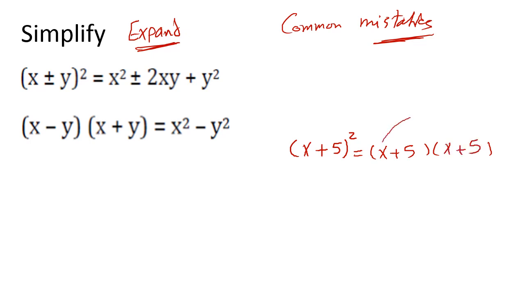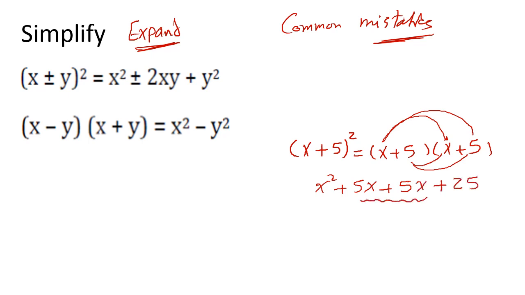And then you start by multiplying x by x, which is x squared, and then x by 5, which is equal to 5x. Then you go back to 5 multiplied by x, which is 5x, and 5 multiplied by 5, which is 25. Notice that I have in the middle two like terms, 5x and 5x, which make 10x. So it's x squared plus 10x plus 25.